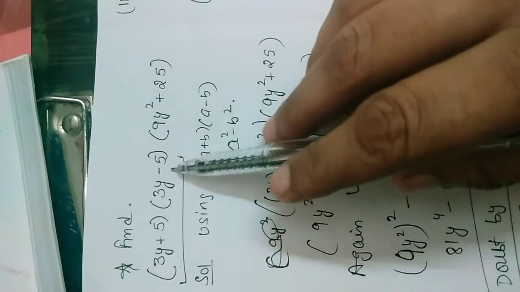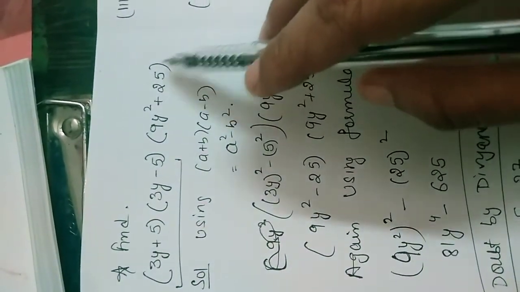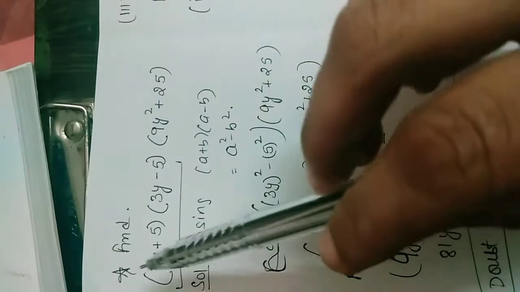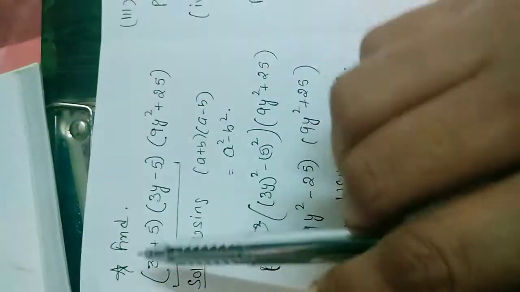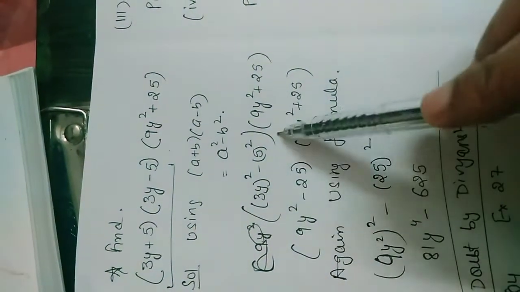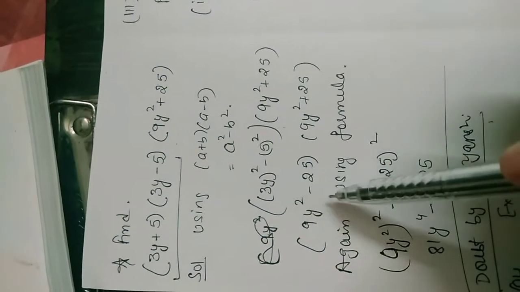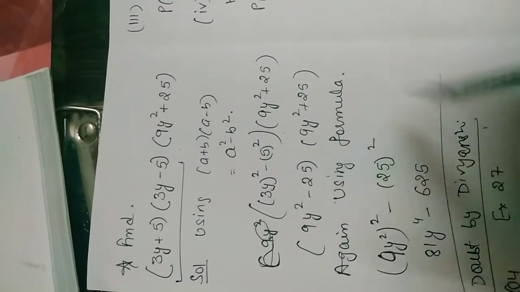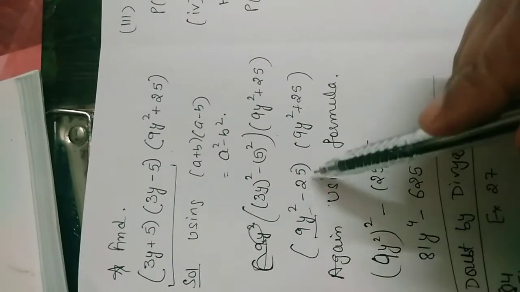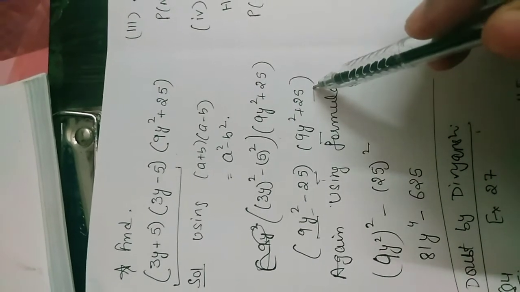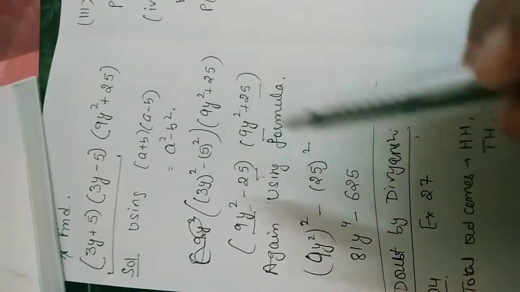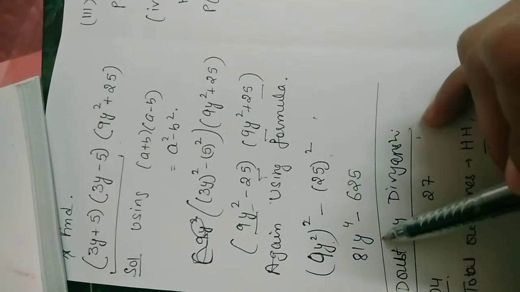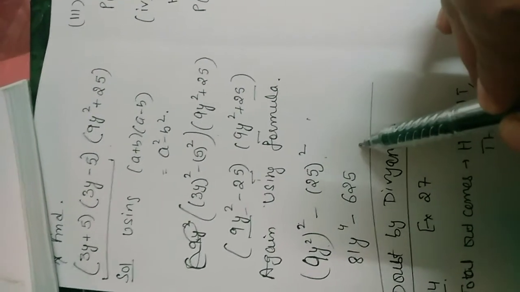Okay, this is one more question. 3y plus 5 into 3y minus 5 into 9y square plus 25. You have to identify the formula of a plus b, a minus b, and for the time being leave it. So a plus b, a minus b is a square minus b square, that is 9y square minus 25. Now you have to use this again, the formula a minus b, a plus b. So a square is 9y square whole square, and b square means 25 whole square. So this is 81y raised to power 4 minus 625.